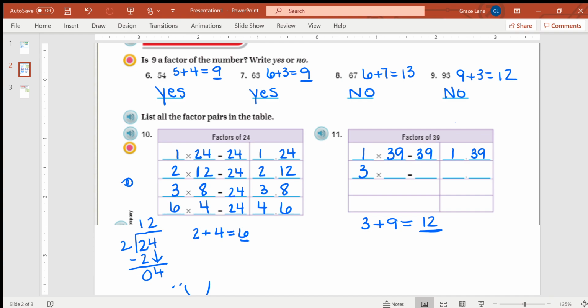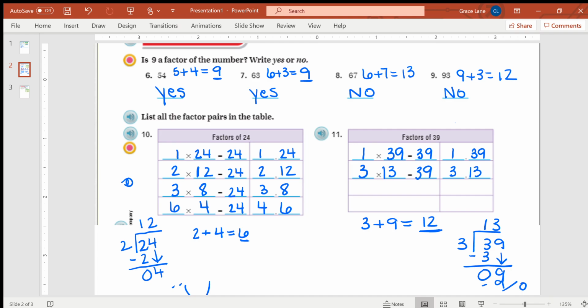Now, if you can do that in your head, figure out 3 times what gives me 39. Great. If not, go off to the side and do some long division. 3 goes in 1 time. Bring down the 9. 9 divided by 3 is 3, so the quotient is 13. 0 left over, so I know that 3 times 13 is 39. So the other factor pair is 3 and 13.